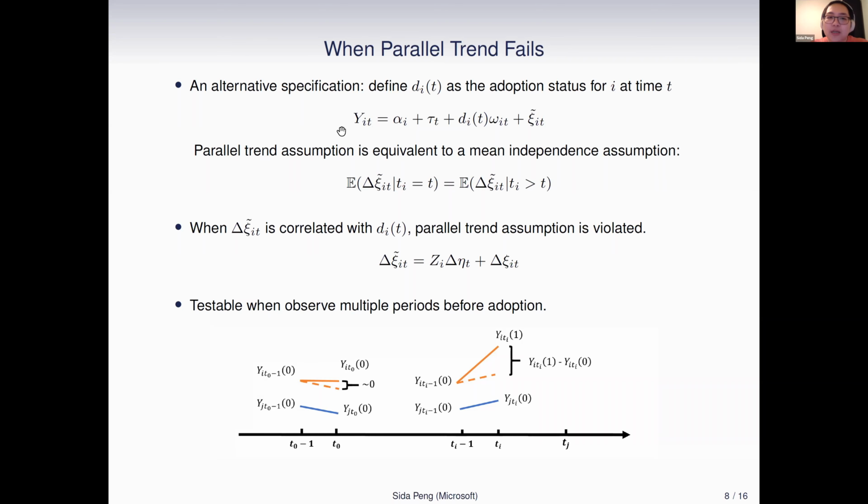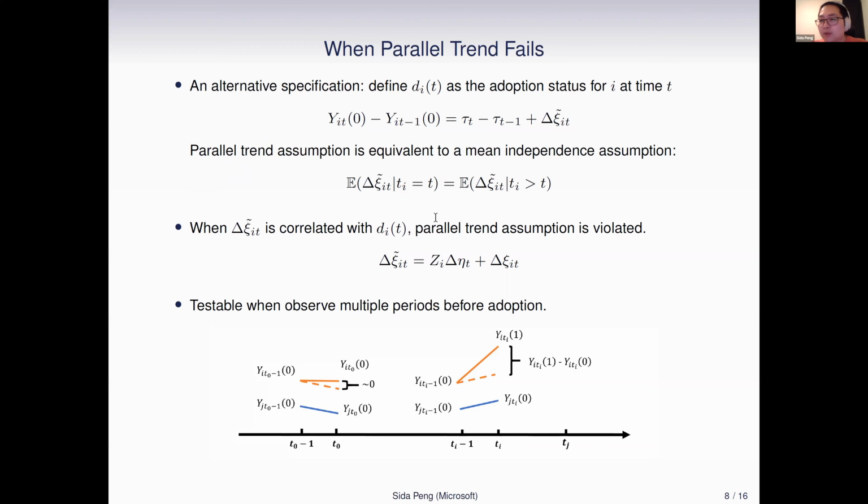If we take this specification, take the difference and write it in terms of the potential outcomes, then the difference of the untreated potential outcome will just be tau_t minus tau_t minus 1 plus delta psi_it tilde, where delta psi_it tilde is psi_it tilde minus psi_it tilde minus 1. The parallel trend assumption is then nothing but an independence assumption, stating that for people who adopted at time T_i, the delta psi_it tilde is the same as for people who adopted after time T.